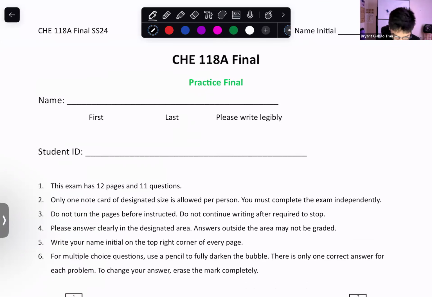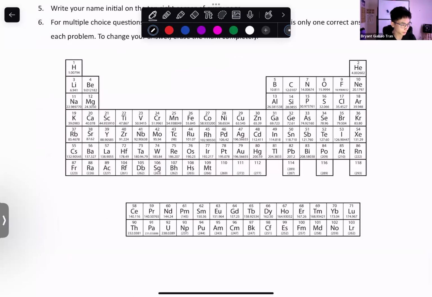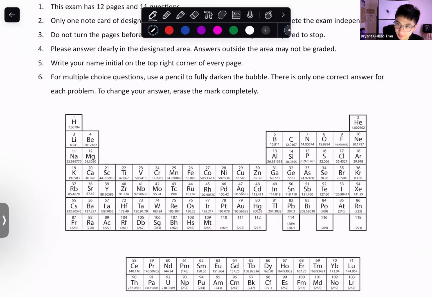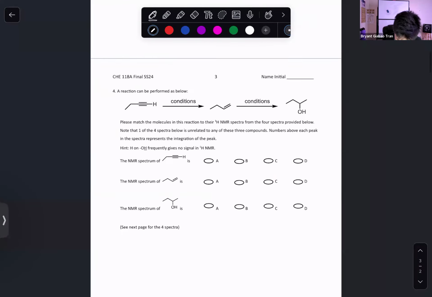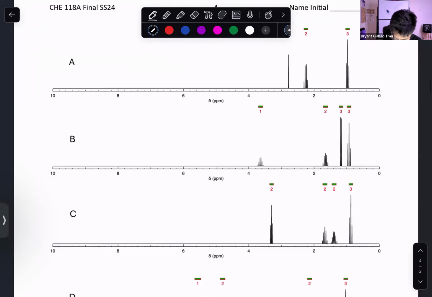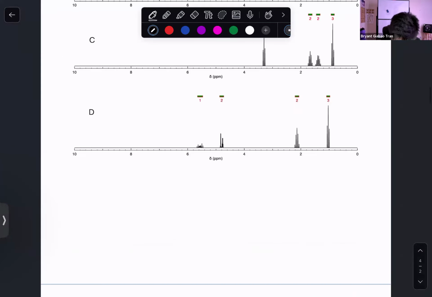So in this review session, the plan is to go over the practice final that he posted. Are there any questions you want to go over first, or any topics you want to go over first for this review session? NMR. Okay. So HNMR, for this type of problem here, or in general, everything in general about HNMR.